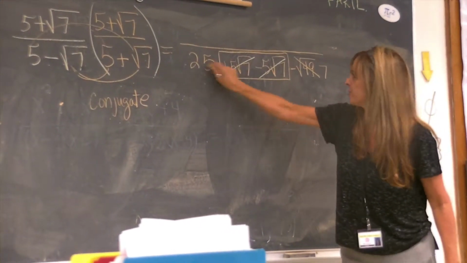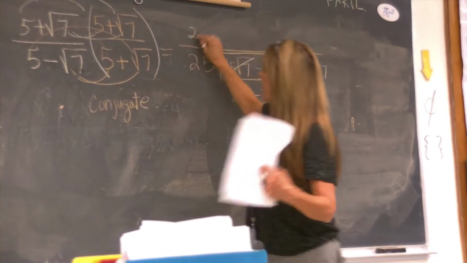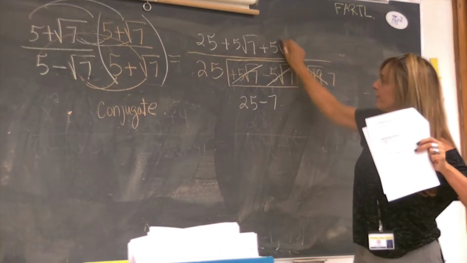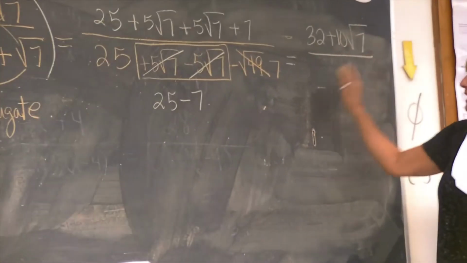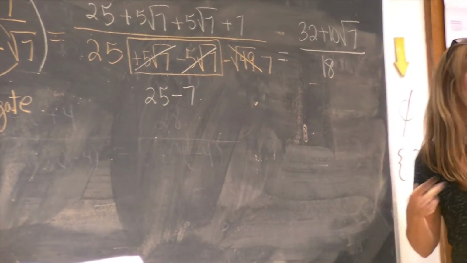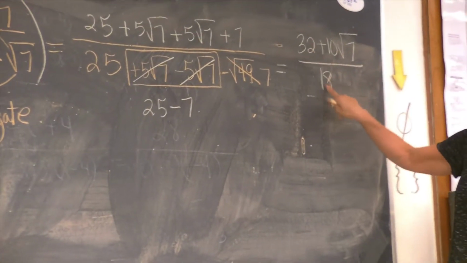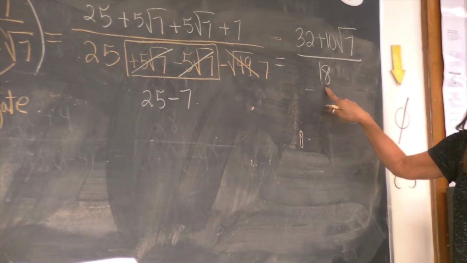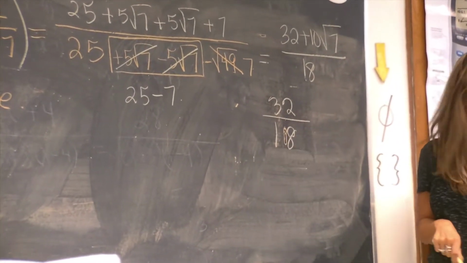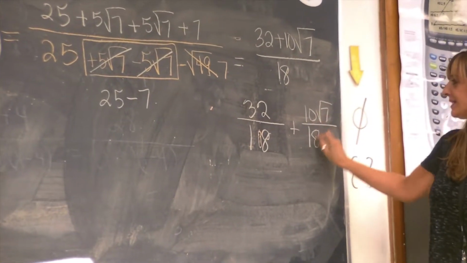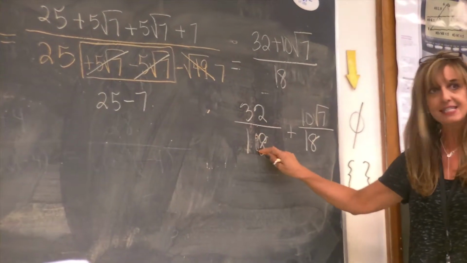So, I'm left with on the bottom 25 minus 7. On the top, though, when I FOIL it all out, it's going to be 5 times 5 is 25, a 5 rad 7, another 5 rad 7, and a 7. So on the top, I'm going to have my 32 plus 10 rad 7. And what am I going to have on the bottom? 18. Now, I don't know if this was multiple choice or not, but you may not see that answer if it's multiple choice because, remember, this is division. 32 is being divided by 18, and 10 rad 7 is being divided by 18. You can simplify this. Did you all notice it? Albert's saying yes. 32 divided by 18 can be simplified, and 10 rad 7 divided by 18 can be simplified. And if you don't know how to simplify them or you're not good at simplifying them, you can put them in your calculator. 32 divided by 18 and then math bracket.